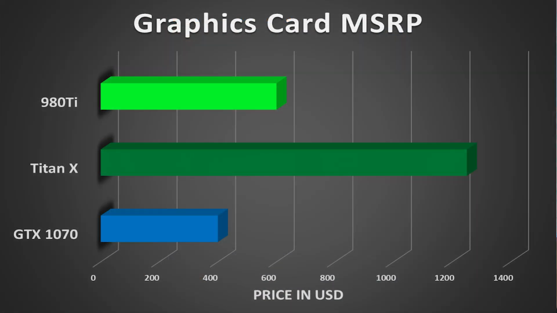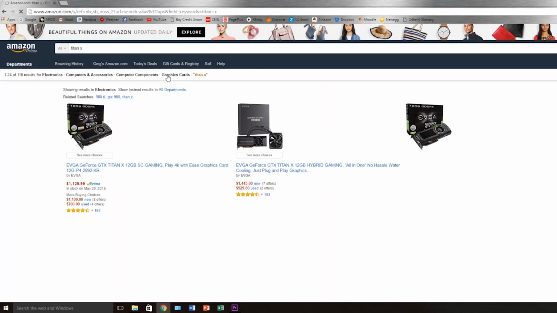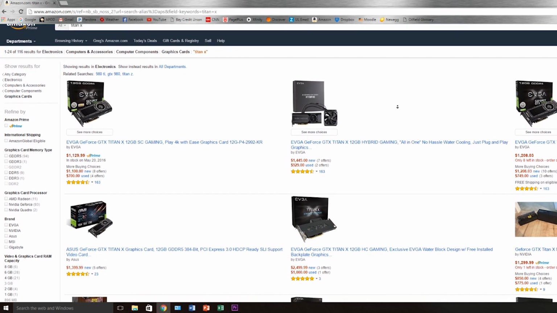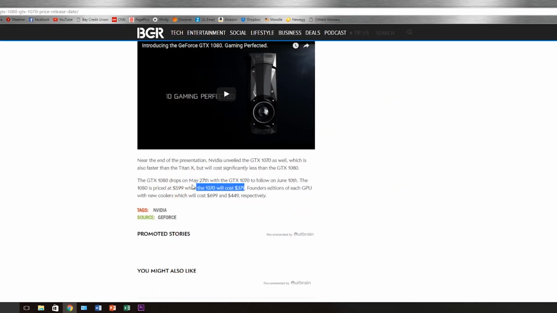I want to conclude the video by conducting a few performance to price ratios, so stick around. I've taken the teraflop values of the three graphics cards I showed in the original performance graph and divided each by their current MSRPs. You can pick up the Titan X for about $1,200 on Amazon, the 980 Ti for about $600, and the 1070 on June 10th for around $400.